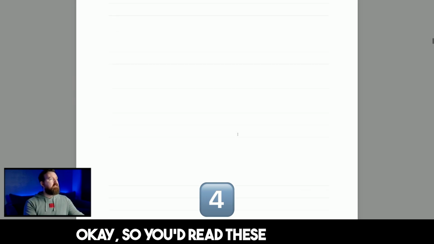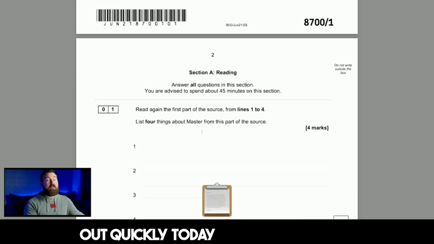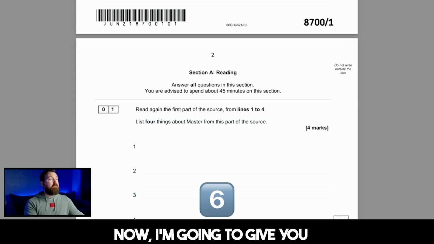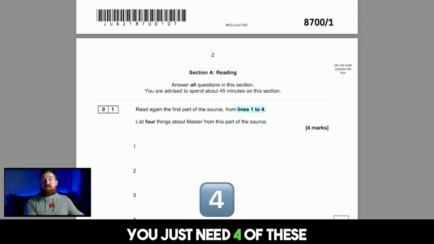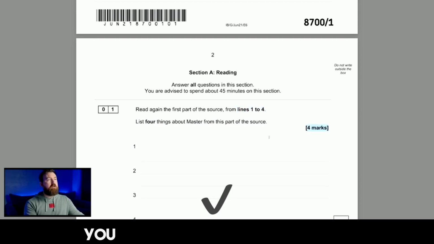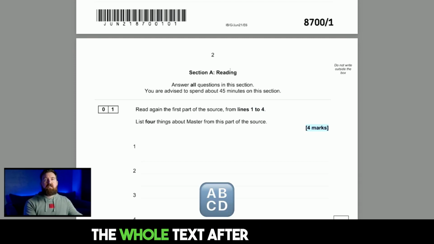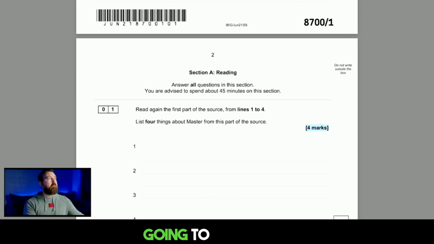Okay, so you'd read these 4 questions, but question 1 is so easy, and this is the one we're just going to bang out quickly today. List 4 things about the master from this part of the source. Now, I'm going to give you 6 things from lines 1 to 4. You just need 4 of these. Super easy, 4 marks. You should get this done in about 1 minute at the beginning, before you even read the whole text. You'll read the whole text after you've done question 1 and after you've done one other very specific thing that I'm going to teach you.